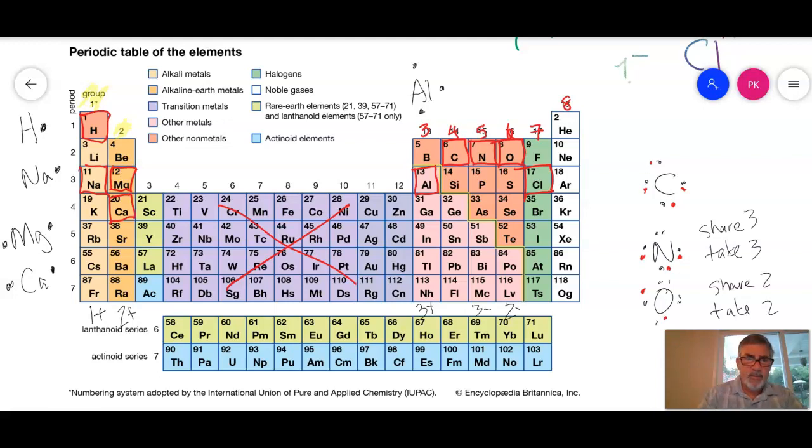And chlorine is our last one. It's in group 7, so it has 1, 2, 3, 4, 5, 6, 7. And it needs 1. So it will either share 1 or it'll take 1. So it tends to form ions with a 1 negative charge. And so does everything in that group that's a nonmetal.